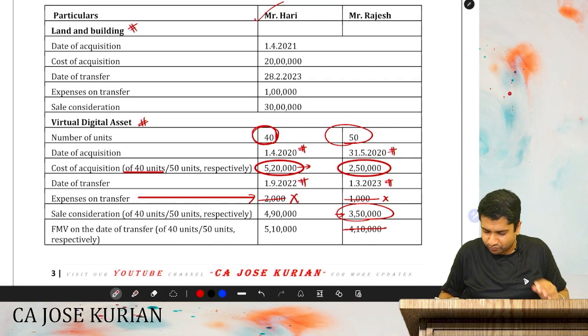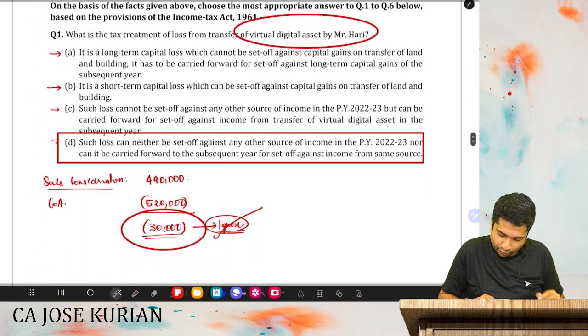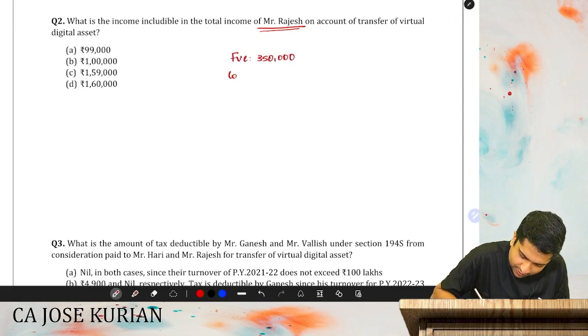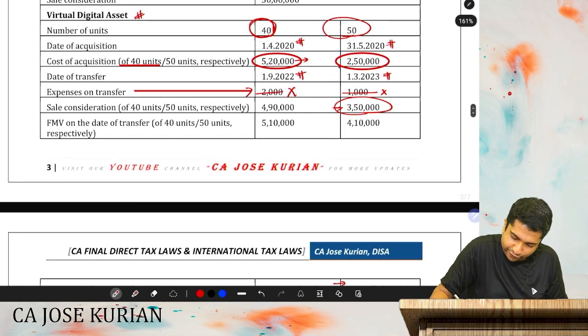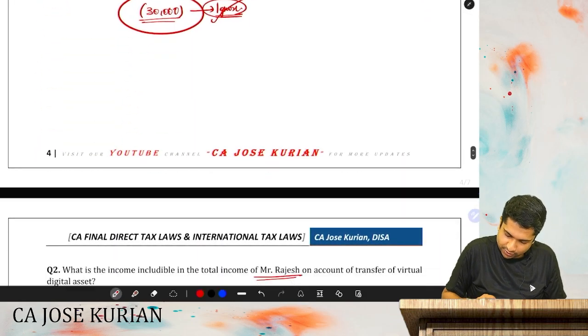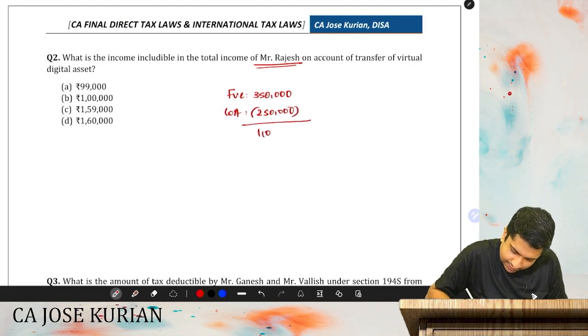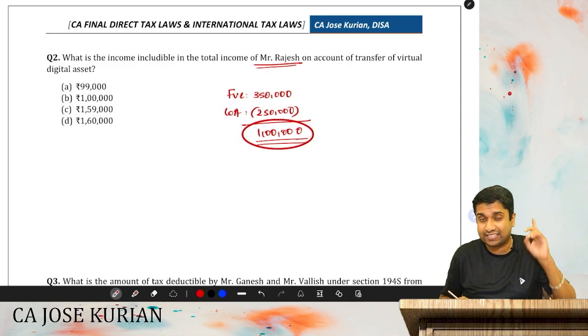All right, so what to do with that? Full value consideration for Rajesh is 3,50,000. And how much is his cost of acquisition, friends? The cost of acquisition for Mr. Rajesh is 2,50,000. He cannot claim any expenditure as a deduction. Hence the amount of gain which is includable in the total income would be 1 lakh, and it is subject to a rate of tax at 30%.